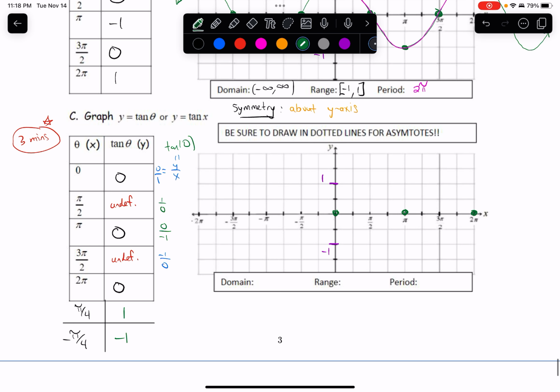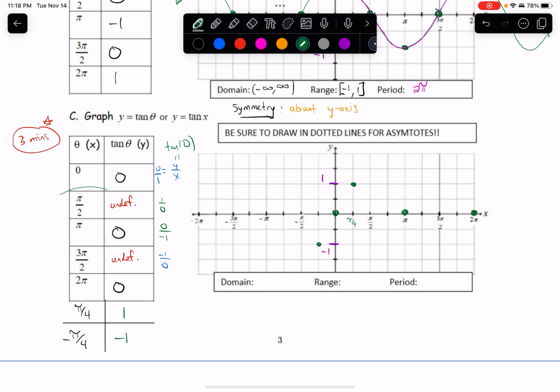So if I plot these points as well to get some more information, when x is pi over 4, y is 1. So pi over 4 is here, halfway to pi over 2, and at that x coordinate, the output I'm getting is 1. And when x is negative pi over 4, the y value is negative 1. That would be here. So I'm getting a little bit more information.